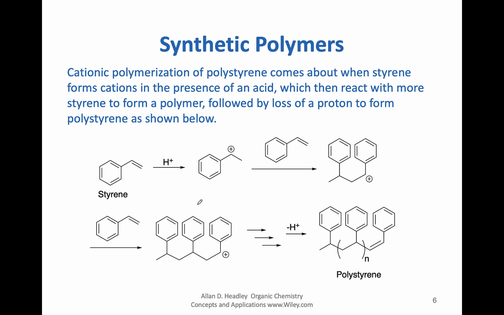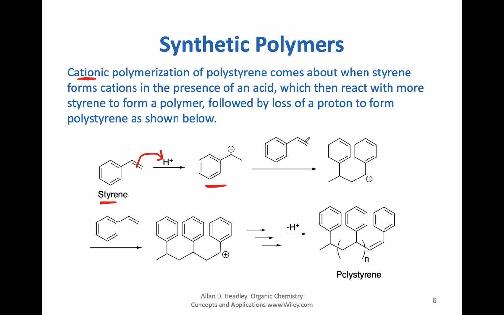Let us look at another example of a cationic polymerization. Cationic means that the intermediate is a cation. So here's styrene. In the presence of an acid, we protonate. It's protonated. These electrons bond to the proton to form here, in this case, a benzylic carbocation. Very stable due to the resonance of the benzene ring.